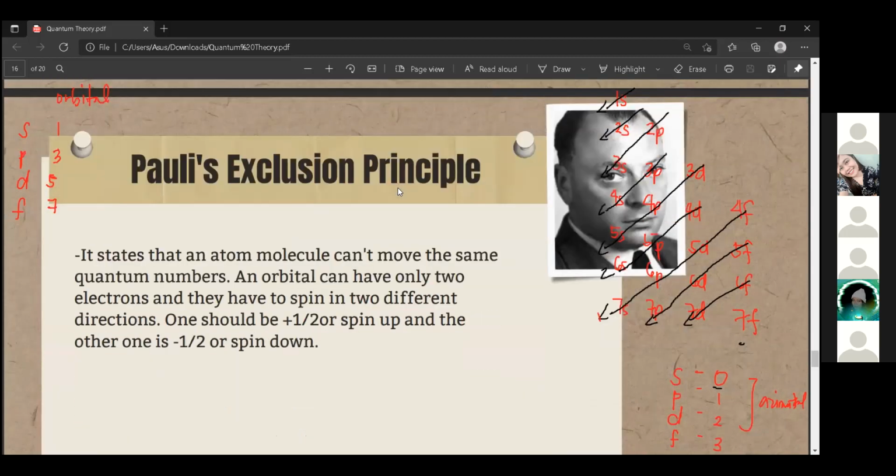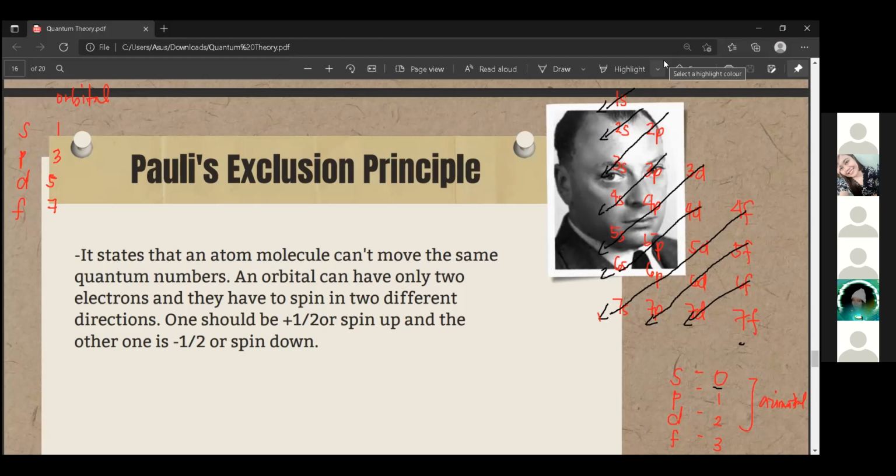So we have laws and principles being applied in quantum numbers. The first one is Pauli's exclusion principle. According to Pauli, elements cannot have the same set of quantum numbers. They really must differ in their quantum numbers, class. They can have the same principal, angular, and even magnetic quantum numbers, but they must differ in spin. Okay? So again, elements cannot have the same set of quantum numbers.